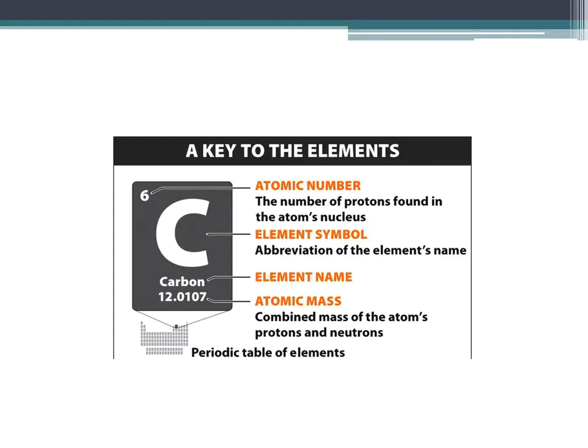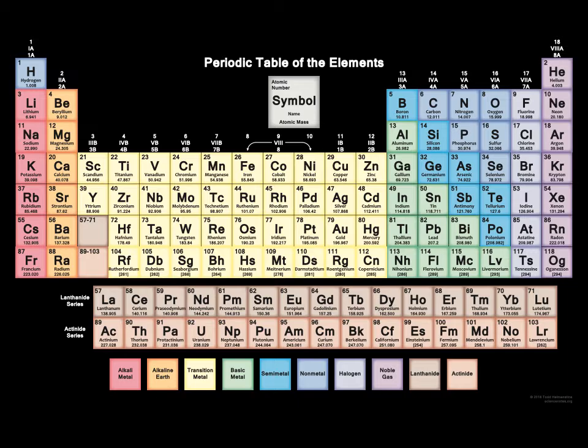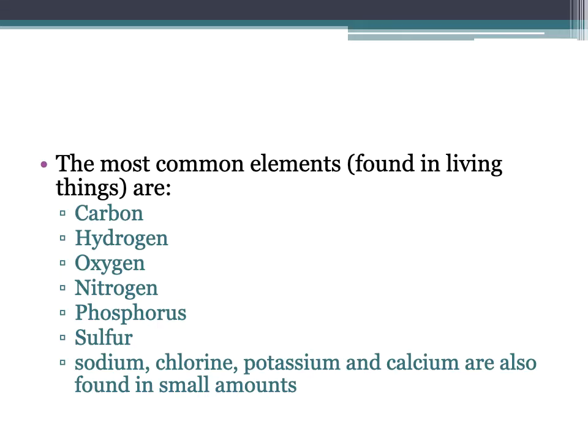The atomic number, the element symbol, the element name, the atomic mass. You should be able to read a periodic table. You do not have to memorize a periodic table. We will give one to you. I do expect you to know the most common elements found in living things, and there are 6 of them that you're responsible for. And there they are.